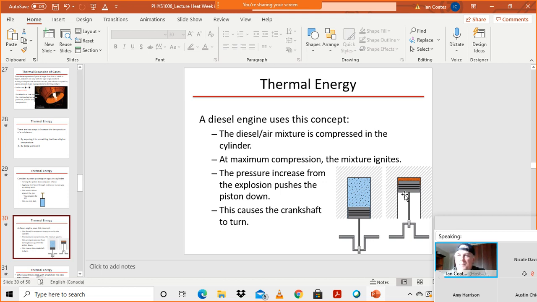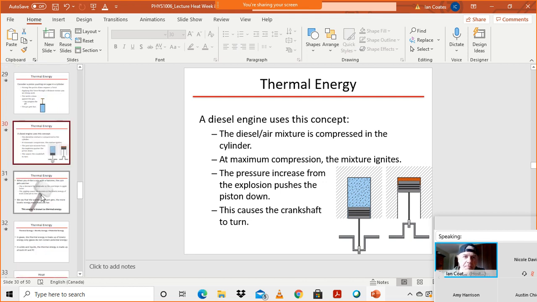Now you're able to take that recoil and make your car go. And the pressure increases from the explosion, pushes the piston down. This causes the crankshaft to turn, and therefore now we can get some work done. Okay? Same thing there.